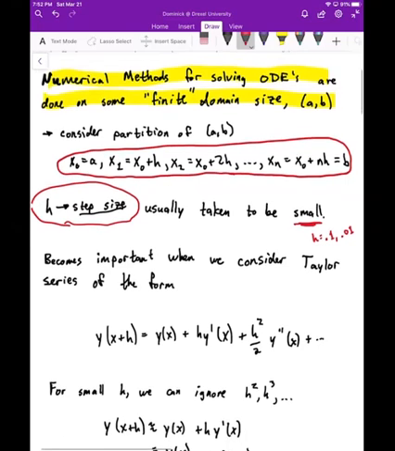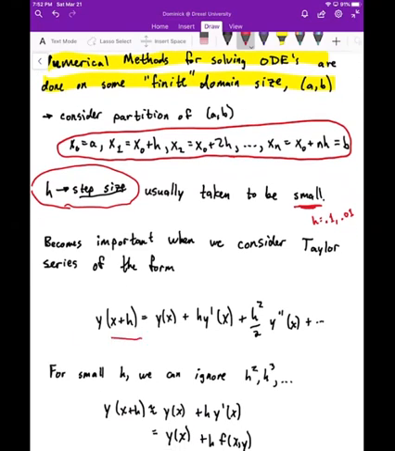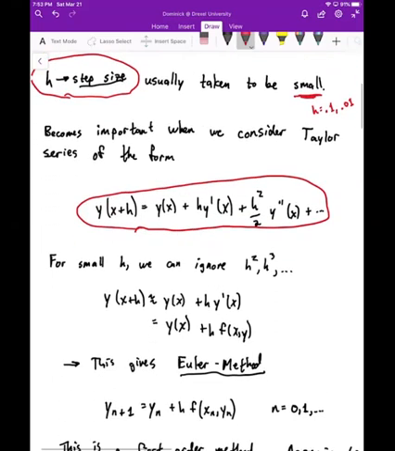Okay, so now if we consider the idea of a Taylor series for y of x plus h, we get this thing popping up where we have powers of h. Now, if h is chosen to be small, those higher powers of h, right? So if h is small, h squared is even smaller, and then h to the third is even smaller, and so on and so forth, right? So if you wanted to, you could ignore your higher powers of h.